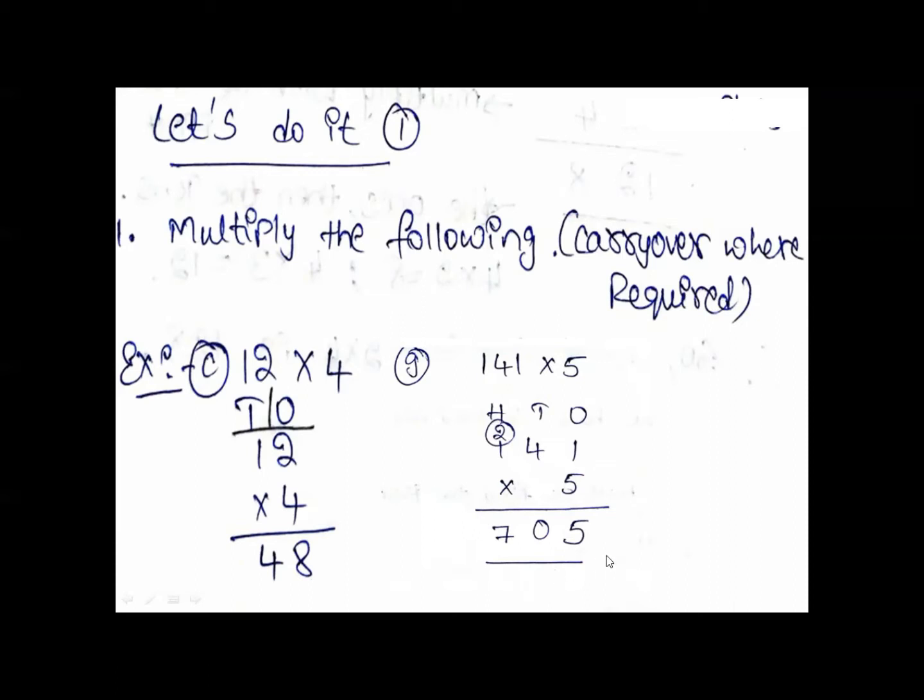Next, 141 into 5. We have to multiply with 5. 5 1s are 5. 4 5s are 20. 5 1s are 5. Plus 2, we have to add. 5 plus 2, how much? 7. The product is 705.